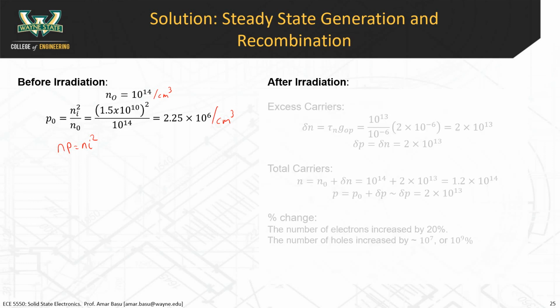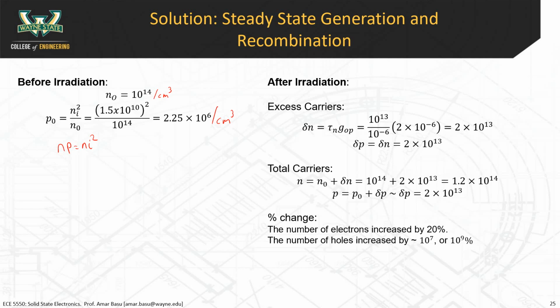And then after turning the light on, your excess carriers are going to be equal to delta n is equal to tau n times G_OP.